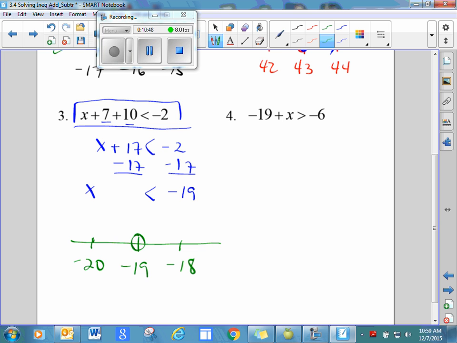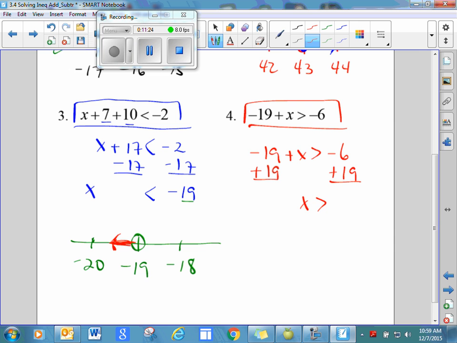I'm going to circle my target number. There is no line underneath. So negative 19 is not going to be a part of my solution, so I leave its circle open. And now I just have to decide how I'm going to shade it. I want all of the numbers that are smaller than negative 19. That's going this way. And that's your graph. Let's do number 4. Negative 19 plus x greater than negative 6. Add 19 to both sides.